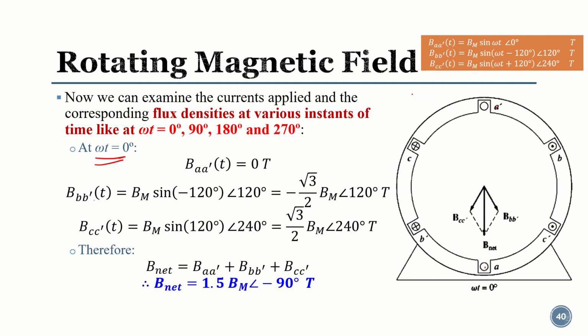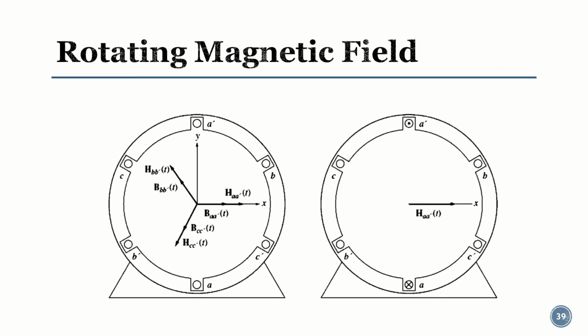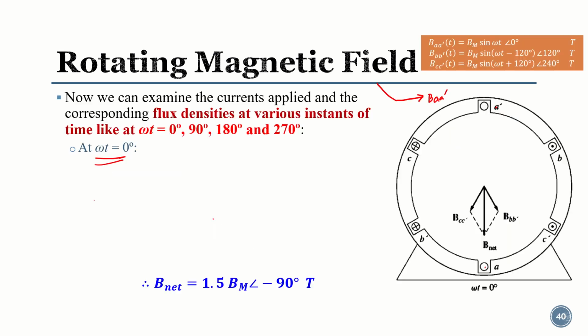If you remember what we have here, this was our BAA dash in the initial case. If I come back to this picture, let me show you. This is BBB dash, and this is BCC dash, 120 degrees apart. Let me draw here. This is BCC dash and this is BB dash, the magnetic flux density because of these three poles. Now this is 0.